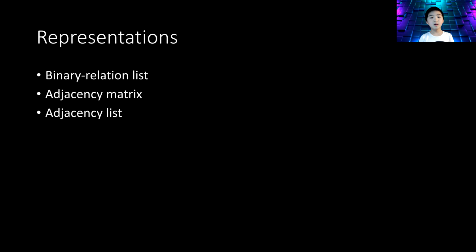Okay, so now that we know some graph terminologies and some different kinds of graphs, the next question is, how do we represent it in computers? We have three ways to do this: with a binary relation list, an adjacency matrix, or an adjacency list. Let's start with the binary relation list implementation.